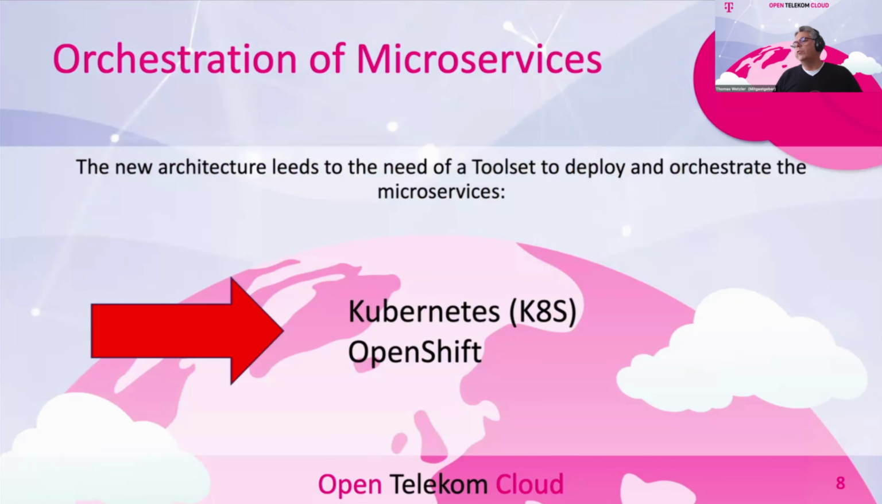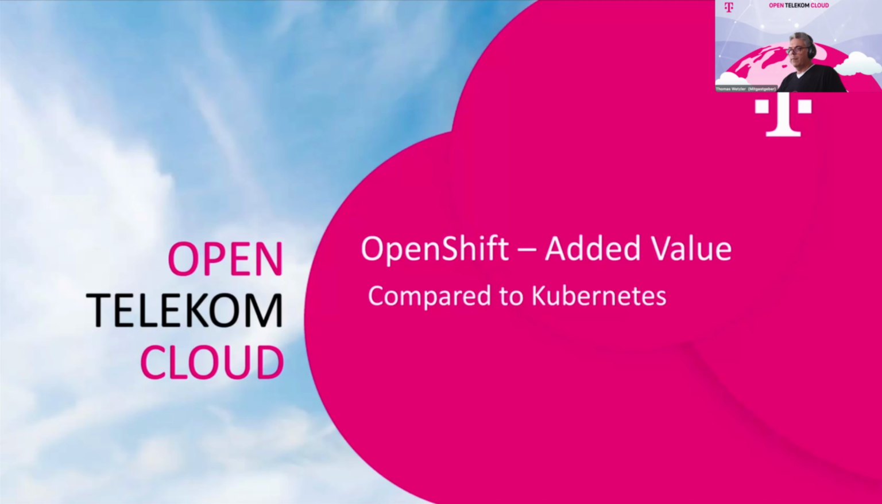But the new architecture concept leads to so-called microservices. So you are splitting your application into small pieces, and these pieces have to be orchestrated. And for that, several solutions have been brought to the market to do that automatically. One of the most famous, the market leader, you could say, is Kubernetes. And as an alternative, OpenShift.